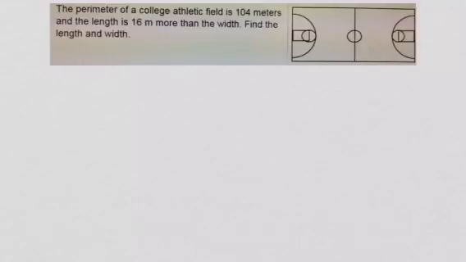Alright, this problem says the perimeter of a college athletic field is 104 meters and the length is 16 more than the width. We want to find that length and width. So let's write down what we know. We know the perimeter is 104 meters, and we know that the length is 16 more than the width. Okay, so that's what was given to me.